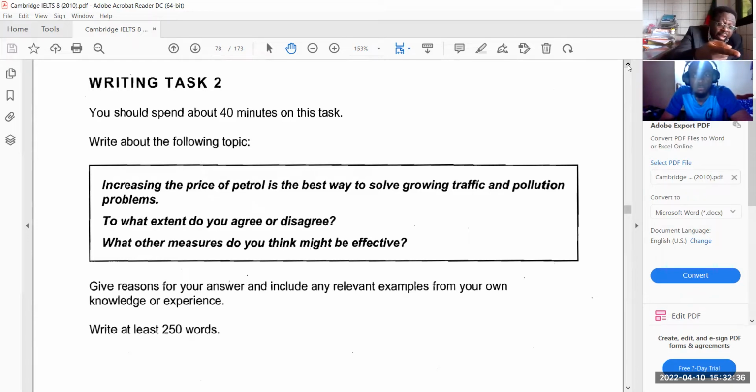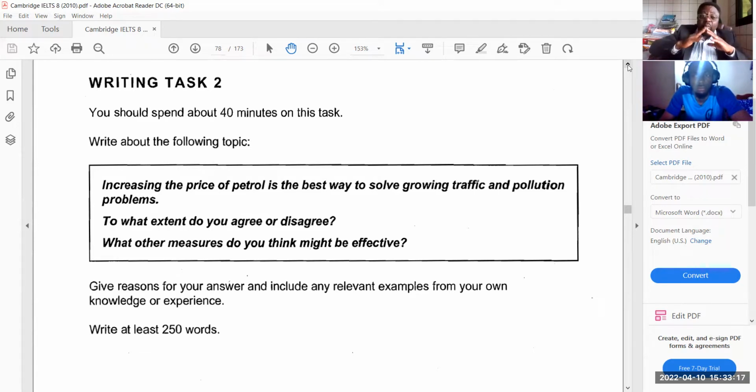And then here, you are looking at what will discourage growing traffic and pollution. Increasing the price of petrol can be one paragraph in the body. The second paragraph can be other measures. And the conclusion can be that there are other ways to fight pollution and growing traffic. So it depends on the angle.